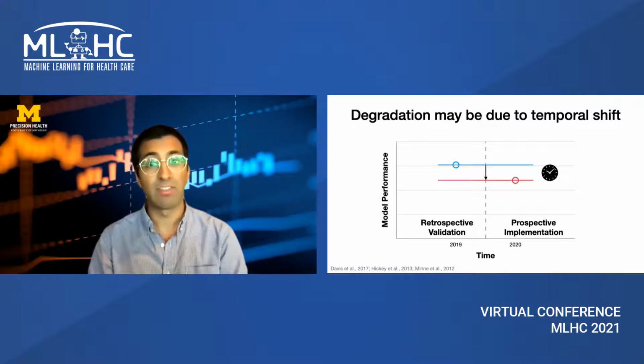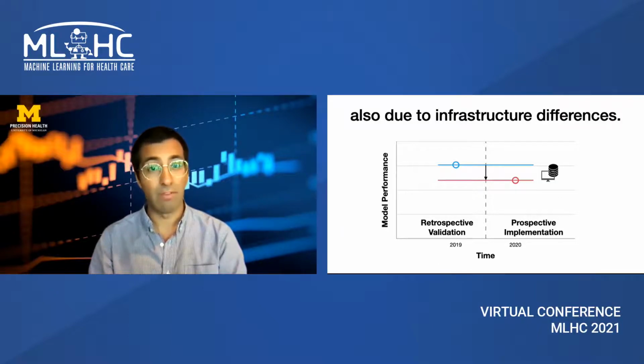This gap in performance is often attributed to temporal shift, or changes in care processes and patient populations as the data drift away from what was observed during development and validation. For example, a large shift in the use of personal protective equipment could affect model performance. However, differences in infrastructure, that is when or how the data are stored, extracted, and transformed, may also affect the performance gap. How does infrastructure differ?